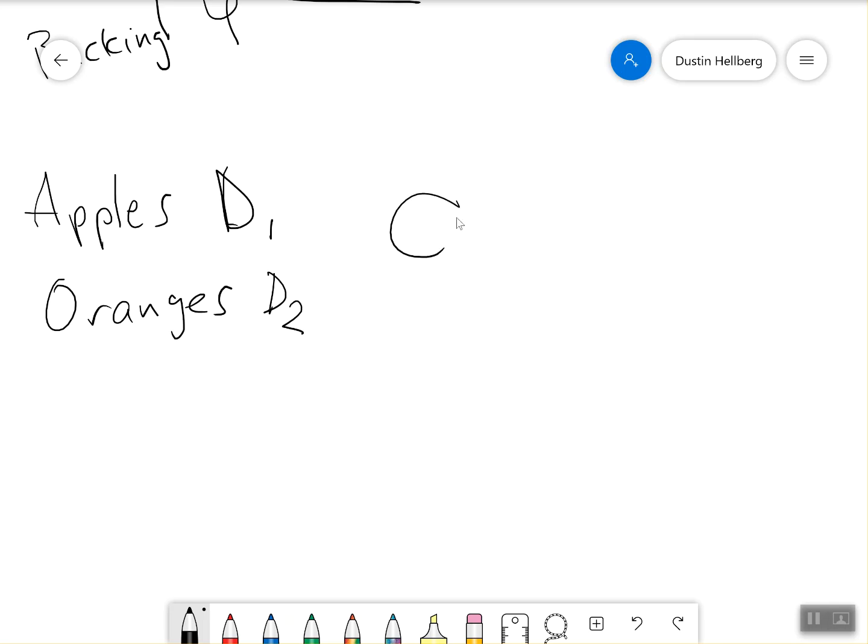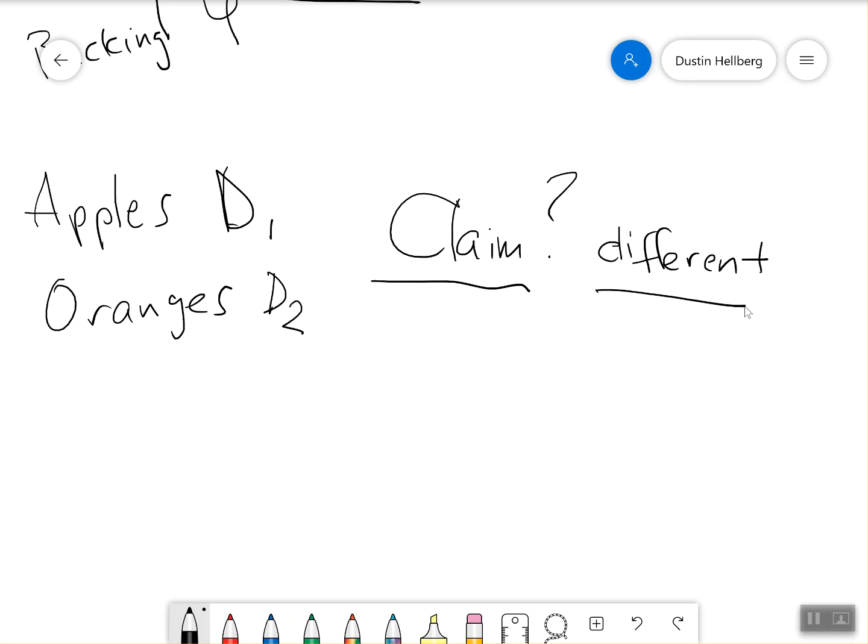Now, what is our claim? What is our claim when we look at apples and oranges? Well, a claim could be that they are different. Now, remember I said that interpretation is different than observation. So if I'm looking at apples and oranges, I could say that they're different. Different is actually a modification of these two data points. So different, that's my claim.